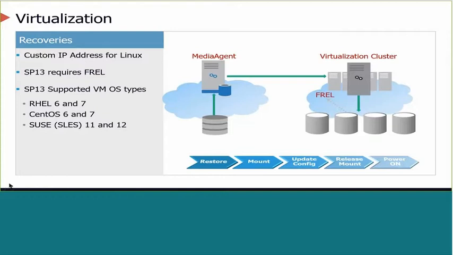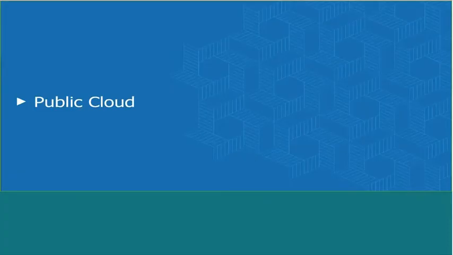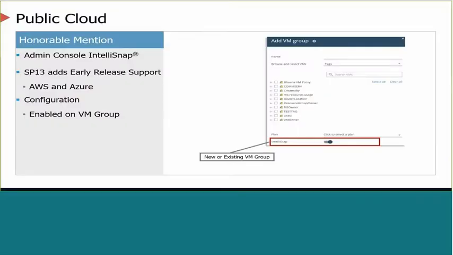So the key points there is really just in SP13, you can replace IP addresses for Linux VMs, and in the case of Service Pack 13, you need to use that additional component called the File Recovery Enabler. Again, that's in the documentation if you have any questions. It's pretty well laid out there.